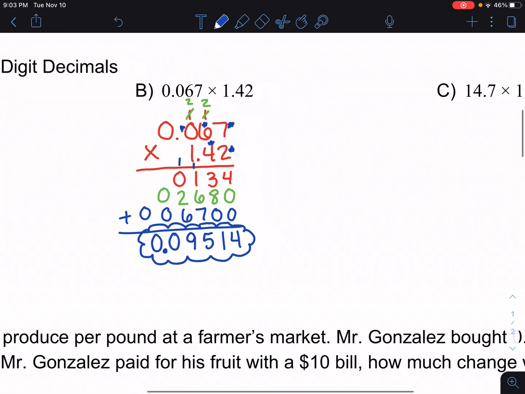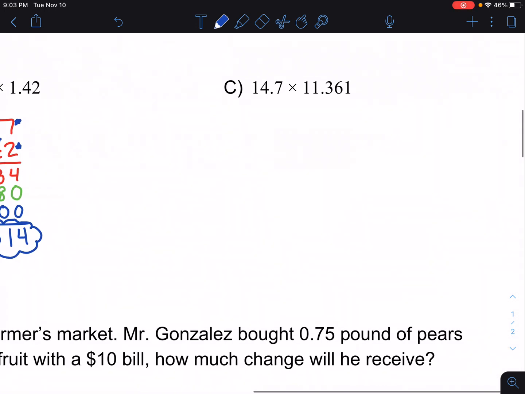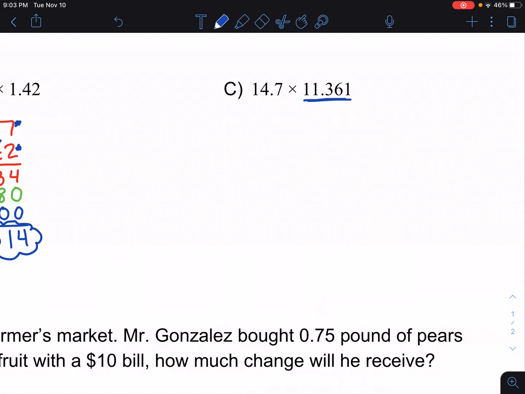Okay. Last one, 14.7 times 11.361. I am going to put the number with more decimal places on top. So 11.361 times 14.7. The order that you multiply in does not matter. So I want the one that has more digits on top. I'm allowed to do that.